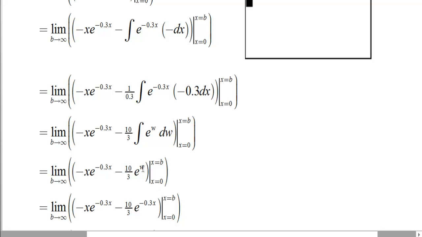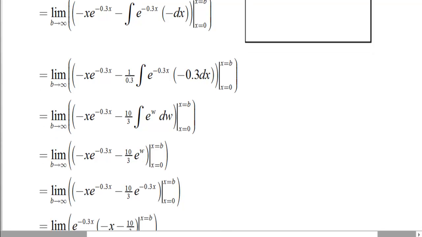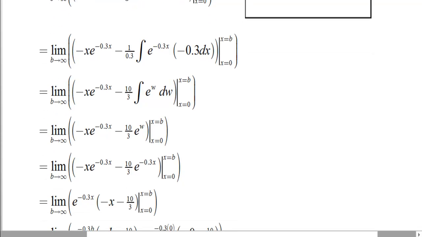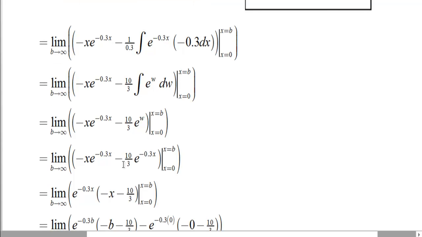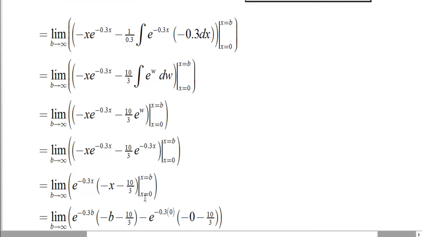Going from x equals 0 to x equals b, e to the w is e to the negative 0.3x. Now we plug in the b for x and the 0 for x. Actually, I factored out the e to the power first, and then I plugged in the b and the 0 and subtract. Now let's do the 0 part.